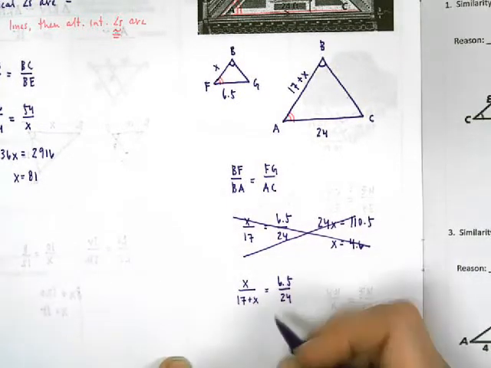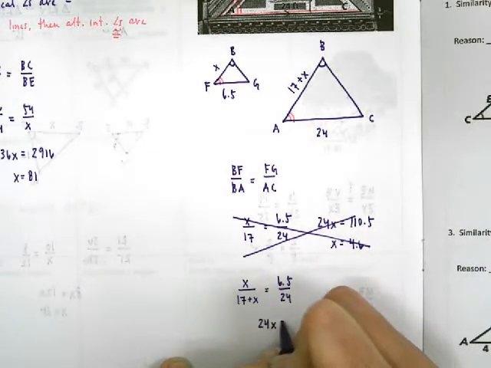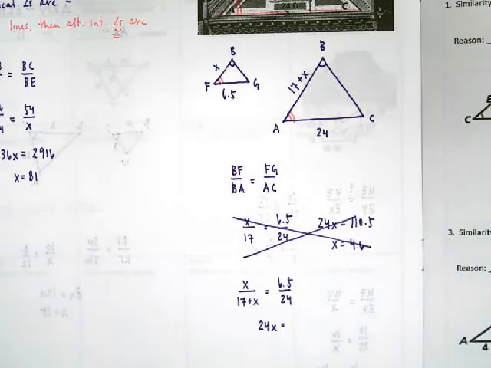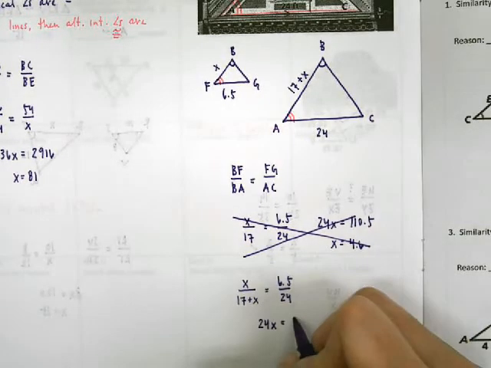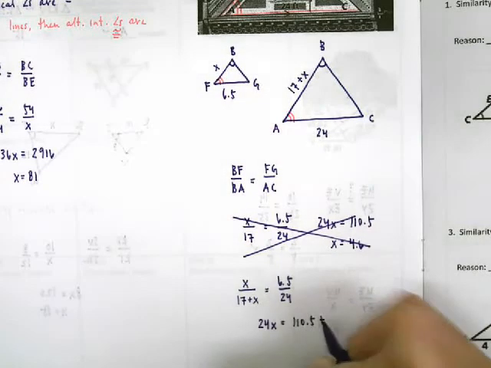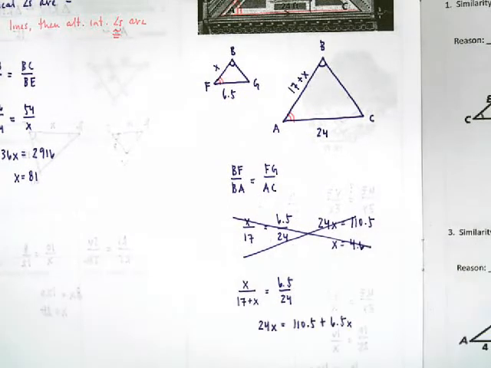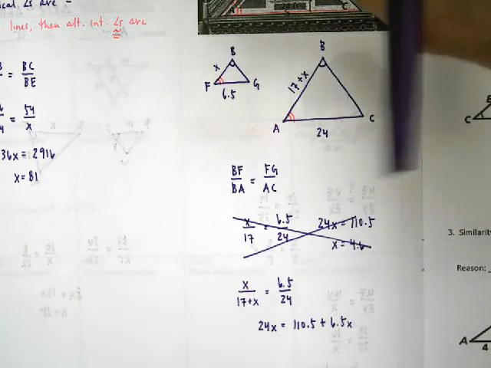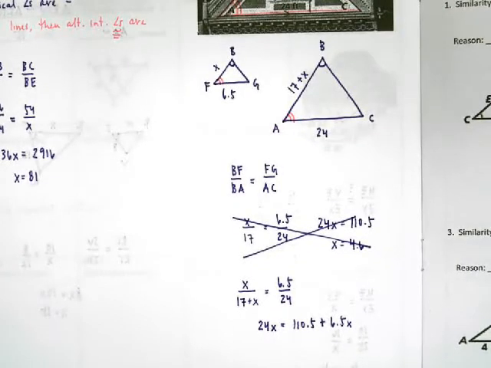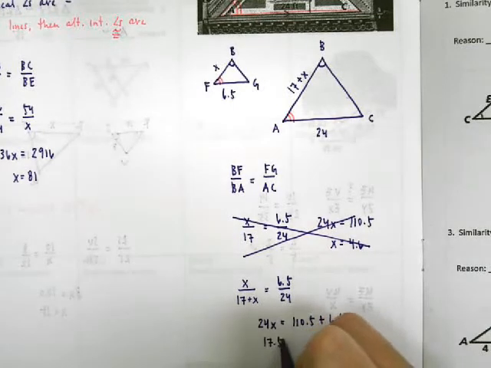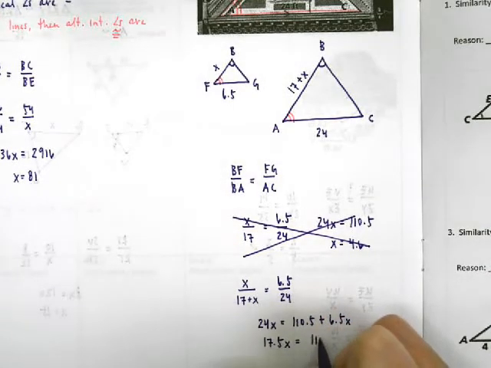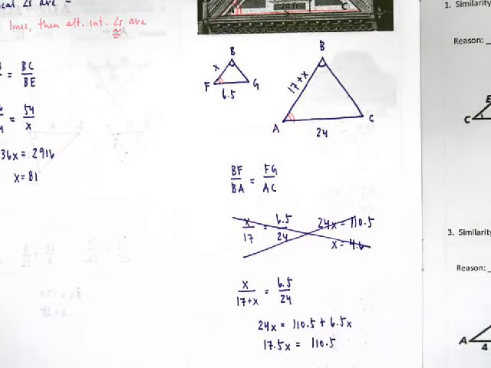So now I'm going to cross multiply. I have 24x equals 6.5 times 17. That gives us our 110.5. But I have to distribute that 6.5, so plus 6.5x. Now I'm going to combine all of my x's. Let me focus this a little bit, see if I can do better. Okay, so 24 minus 6.5 is 17.5x equals 110.5.